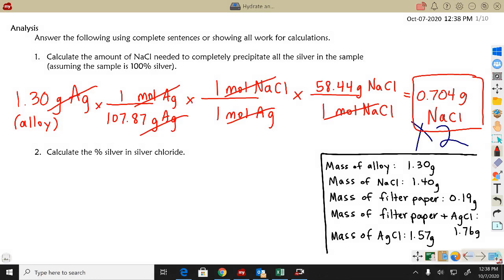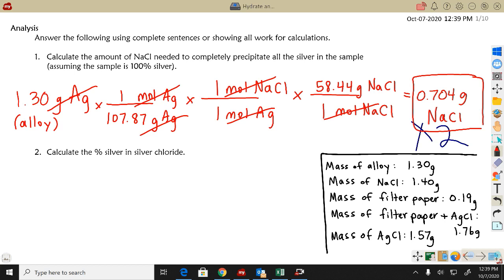Okay, so let's go through the data for the lab where we are analyzing a silver copper alloy. Down at the bottom I've got the data. If you didn't pick up on anything from the videos, we had the mass of the original dime, which was the silver copper alloy, 1.3 grams. The mass of sodium chloride used, I used 1.4 grams. We're never going to use that number.